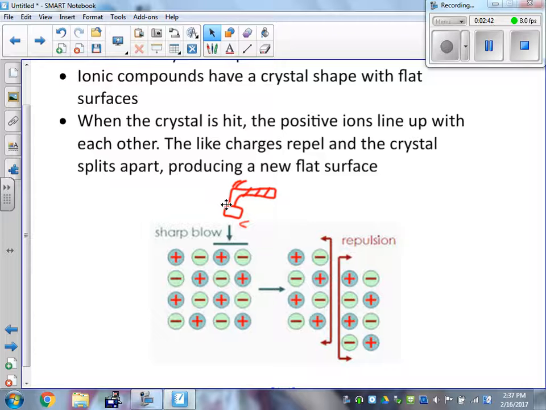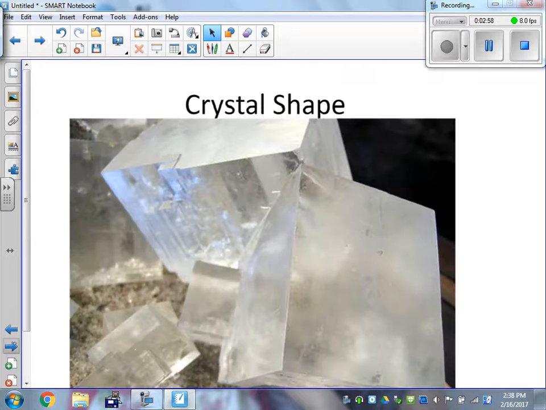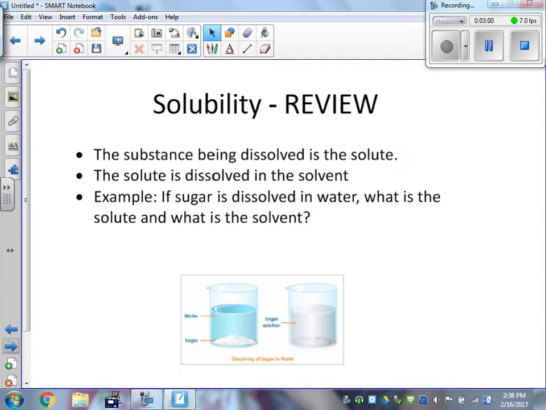Okay? If you hammer on them or stress them or bend them, like charges become aligned and they repel each other. It's like when you take magnets, they go together really easily. You turn them around, they don't go together very easily. Okay? They repel each other. They push away from each other. That's what happens there. Okay? And we talked about the crystal shape.